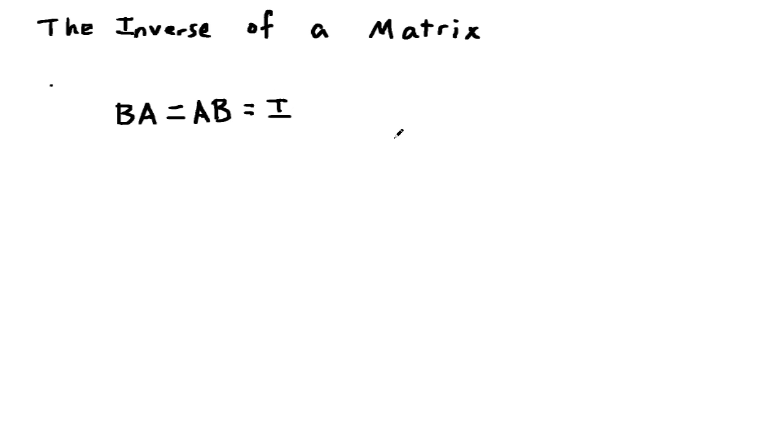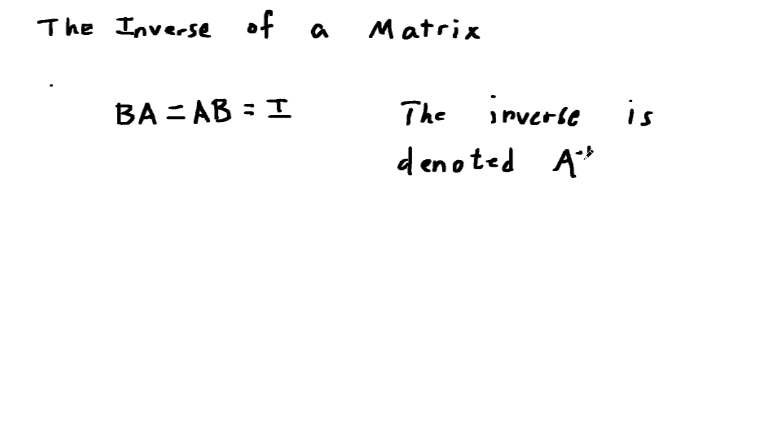And the inverse of A is denoted like this. A little minus sign here. In matrix algebra, there is no division, but the analog of division is the inverse matrix. Let's do an example.